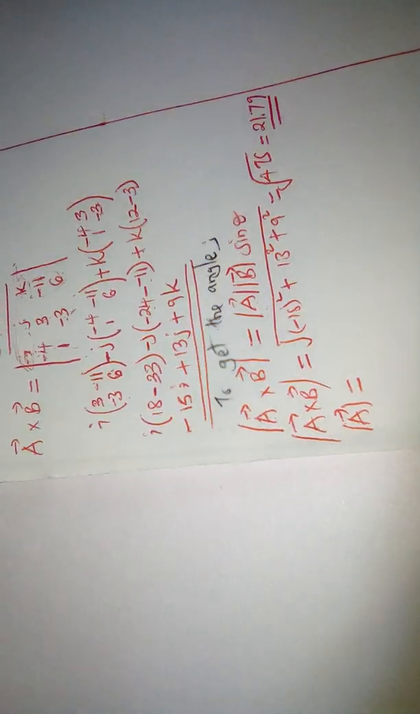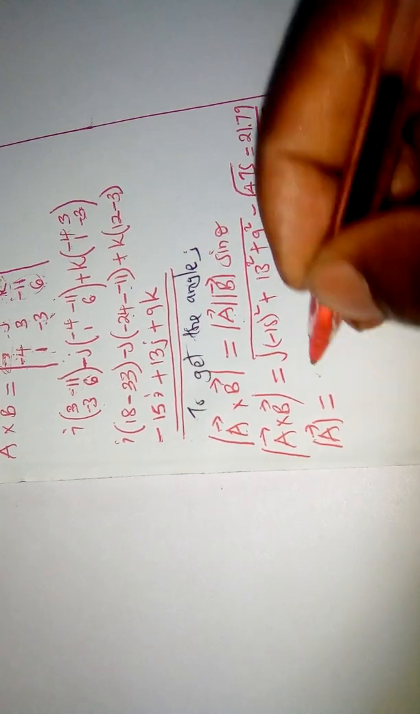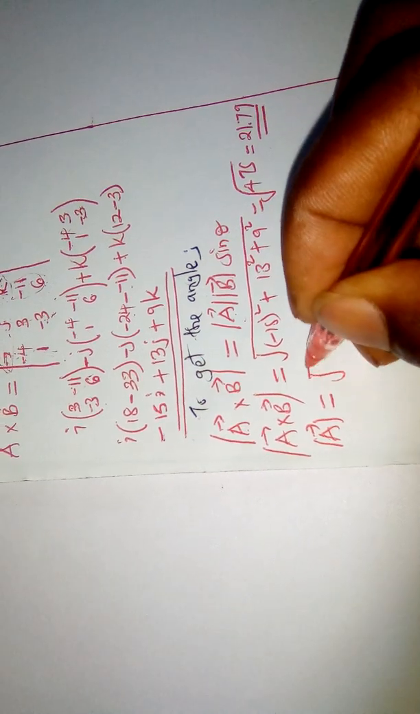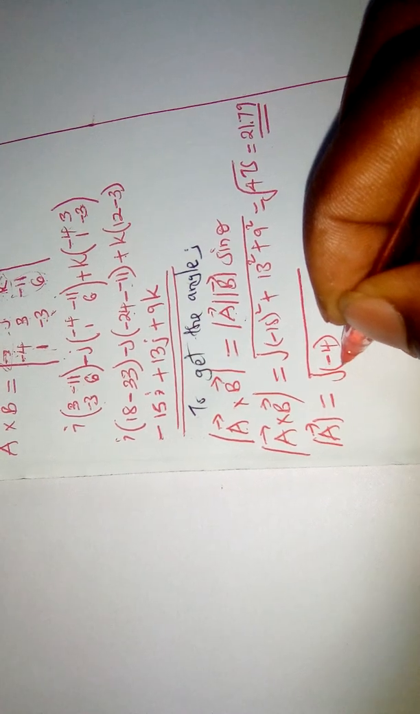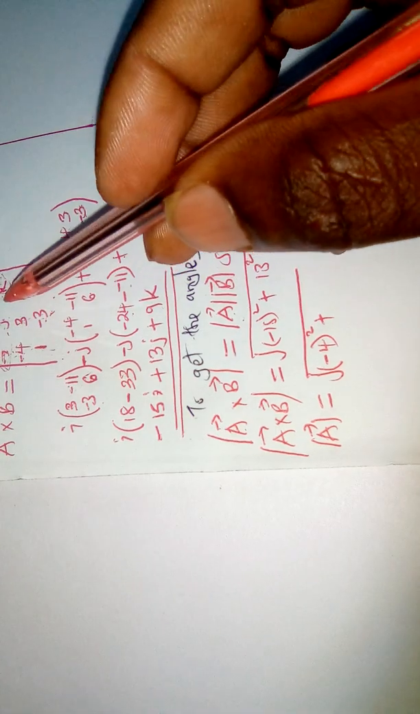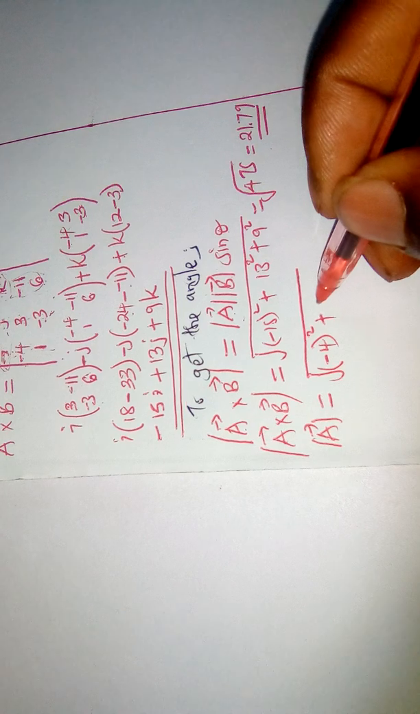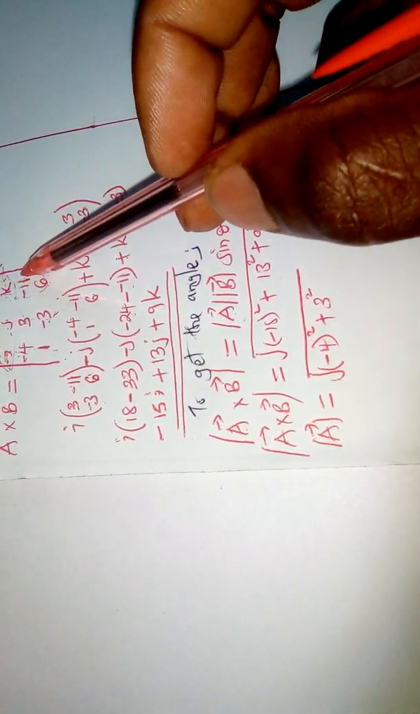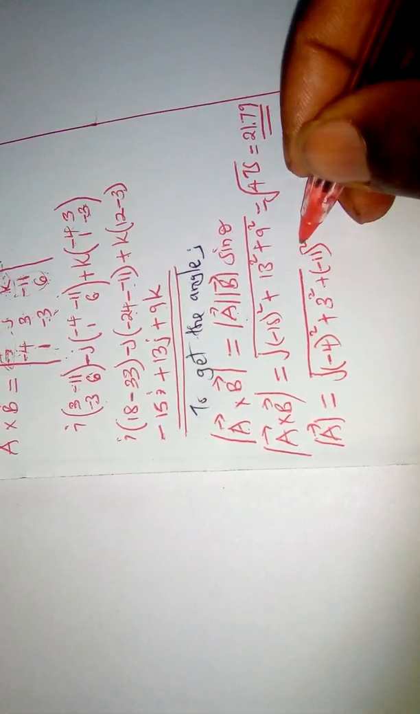So to get that, I shall just come here and write the coefficient of i, it is negative 4, as you can see here. So I'll just write the big square root, then I get negative 4 because that is the coefficient of i, then I square it, plus the coefficient of j is 3 here, so I'll just take it as 3 squared. The coefficient of k is negative 11, so I add negative 11, but I square the result.